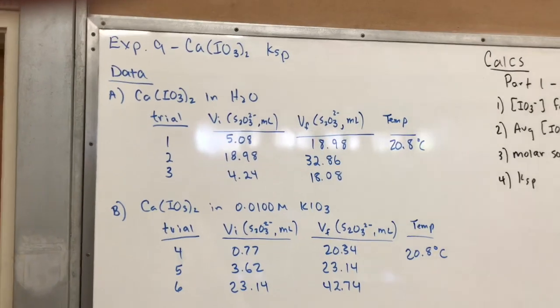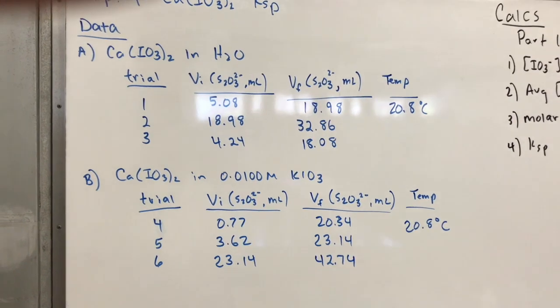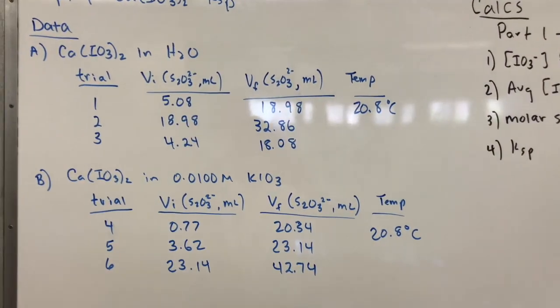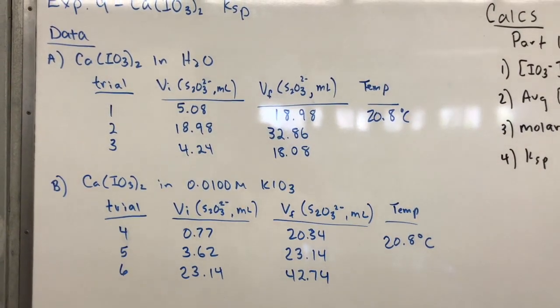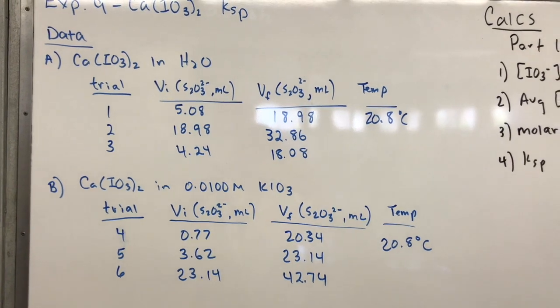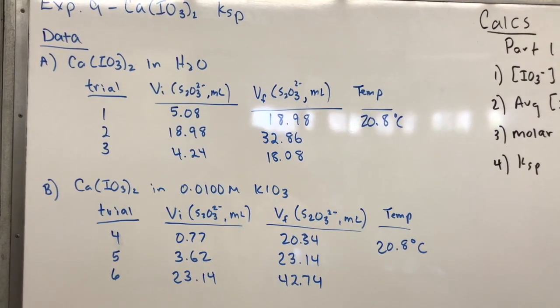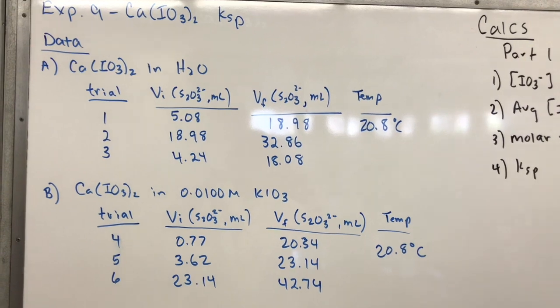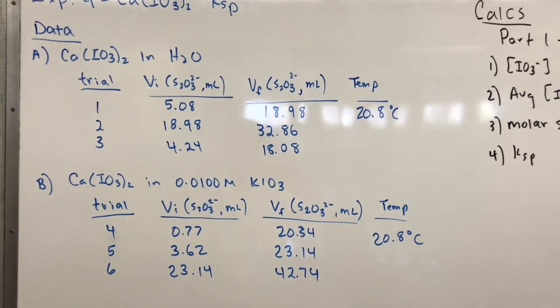So for our calculations, here's the data I collected and I want you to use for your trials. I got rid of that first trial from part A because I overshot the endpoint. I feel pretty good about my other endpoints though.